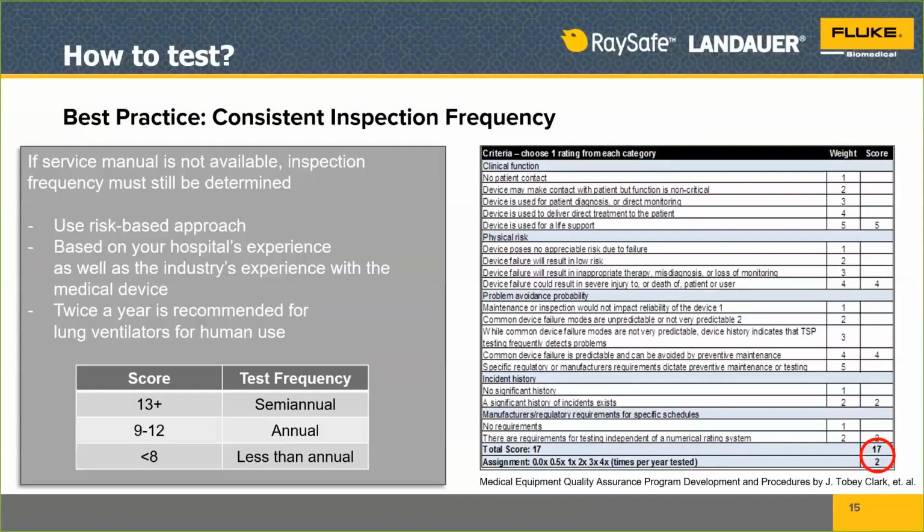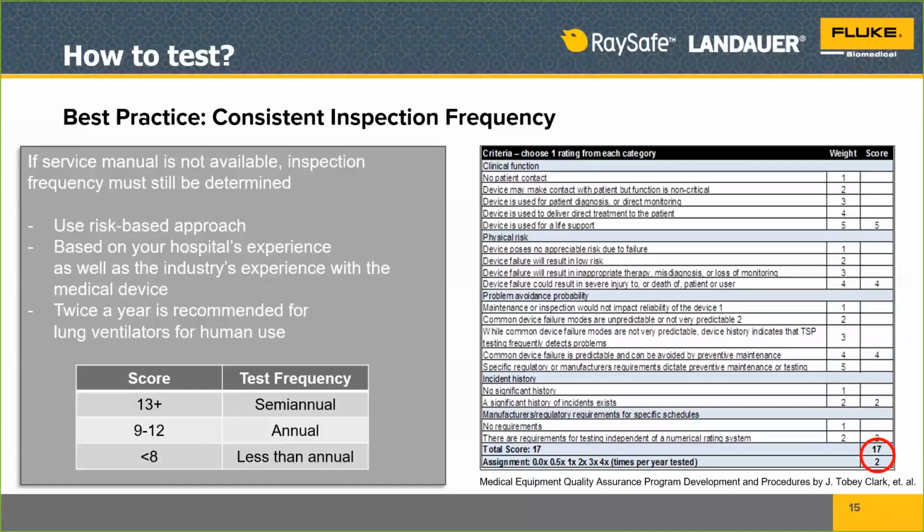Then they assess the physical risk, right? So in terms of if the device malfunctions, what can go wrong? Is that no risk all the way up to patient death? So you want to take that into consideration. Then there's the problem avoidance probability. This takes into consideration if you did preventive maintenance on it, could you have prevented that fault from happening? So that's another range that's looked at. And the last two are basically yes/no questions. Is there an incident history in the industry with this device? Yes or no? And that will give you a higher range there. And the last one is, what are the manufacturer requirements? Do they require something, yes or no?